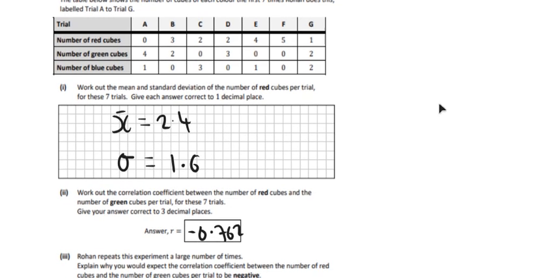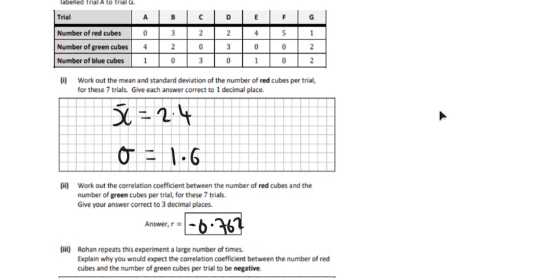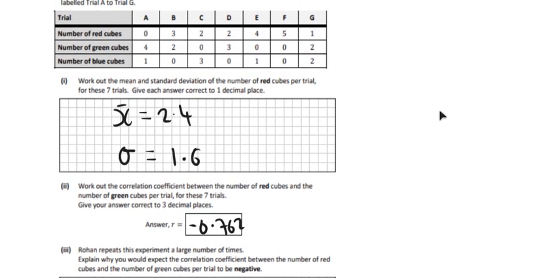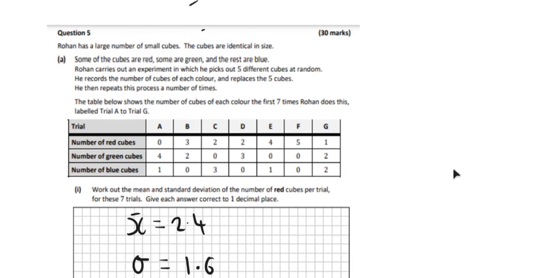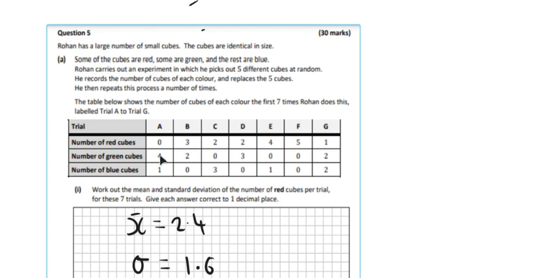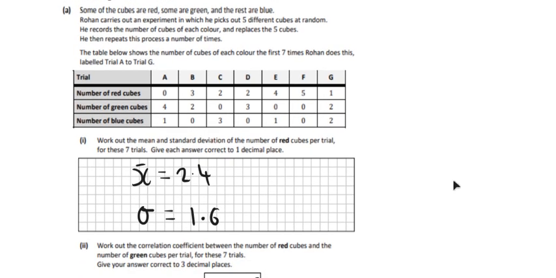Now the third part here asks you to explain why the correlation coefficient is negative. If you think about it, if you take out a lot of a certain color, then you can't be taking out many of another color. So for A there, he takes out 4 greens, so therefore you can't have a lot of reds then. I mean, you can never get 4 as well. Second one, you take out 3 reds first of all, so then you can only take out 2 greens, and you can't take out any blues, so the correlation coefficient is negative.